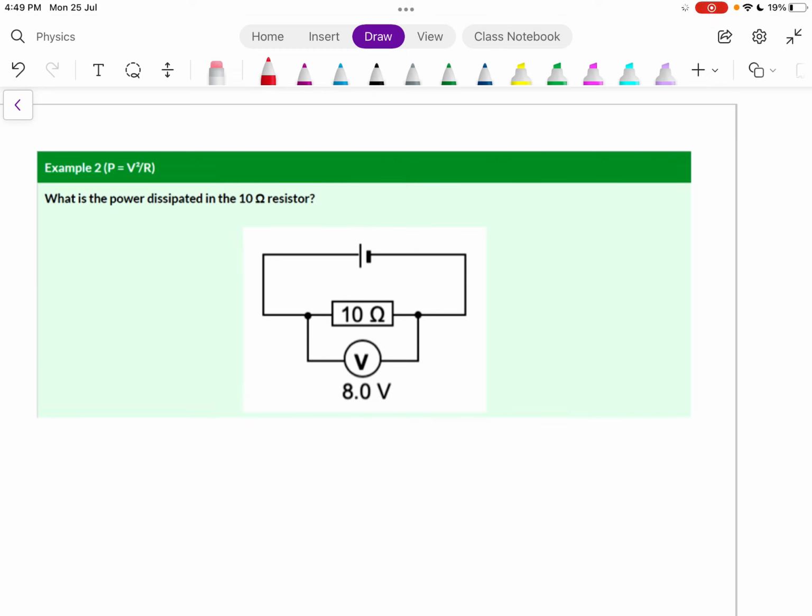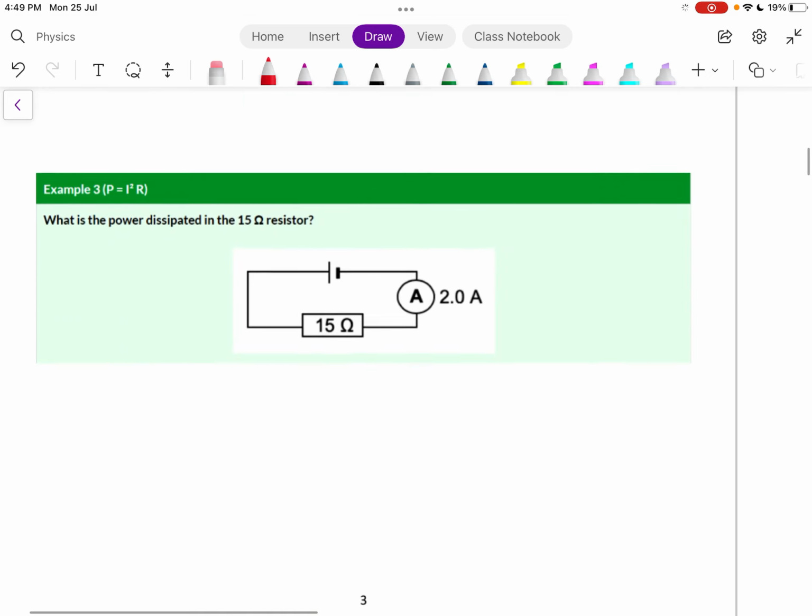In example 2, you can see it is a bit different now. I have a 10 ohm resistor and I'm given the voltage, 8 volts of potential difference. We are not given the current, so how should I do this? Of course, I must use another form of the power formula, V square over R. V square is 8 square, R is 10. So 64 divided by 10 is roughly 6.4 watts.